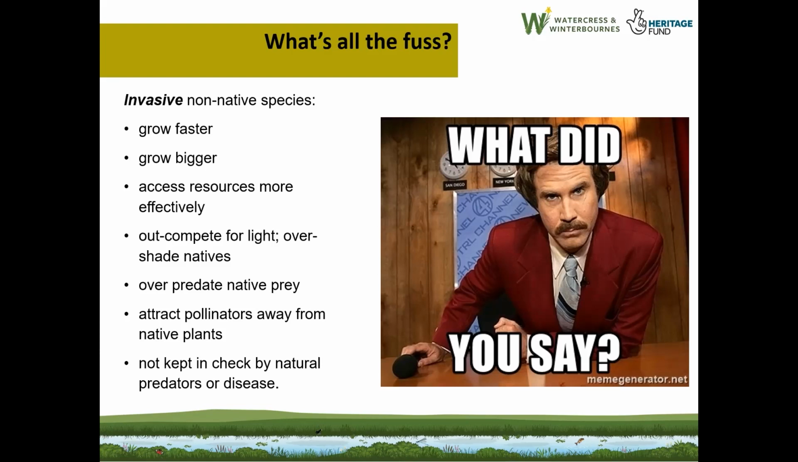And finally, they're not really kept in check by natural predators or disease because they're not in their native environment where they might be kept in check. Where they're here in the wrong place, they'll just do really well and become a problem.